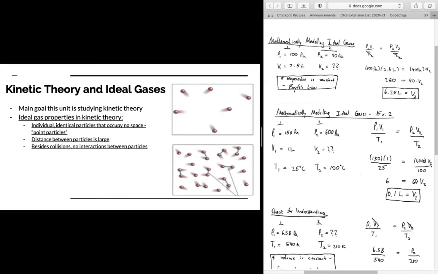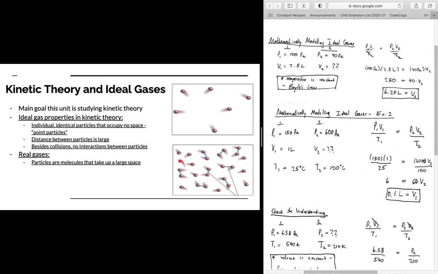However, this is an ideal gas we're looking at. Of course, we know that gases are not ideal. Gases are complex. They're not just point particles. They do take up space, and the distance between them is small. Real gases in real life are particles that take up a large amount of space.